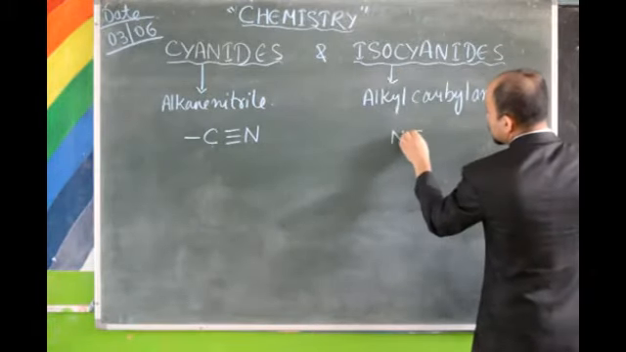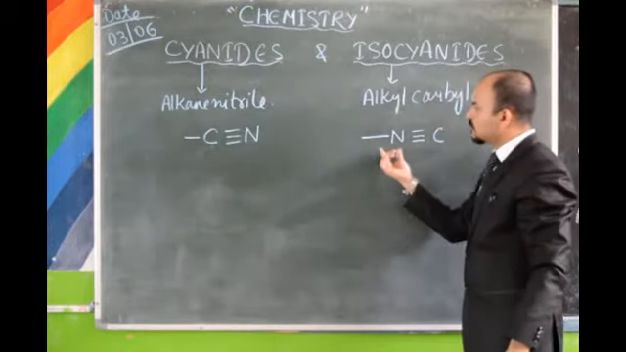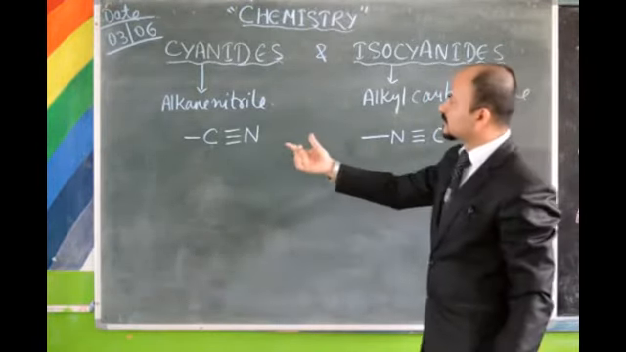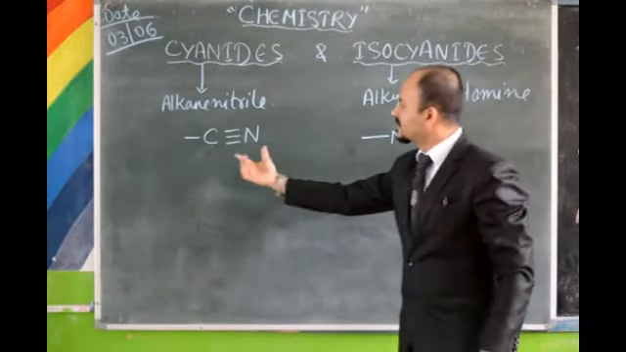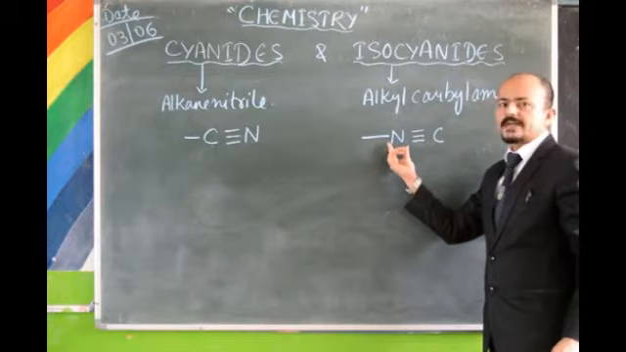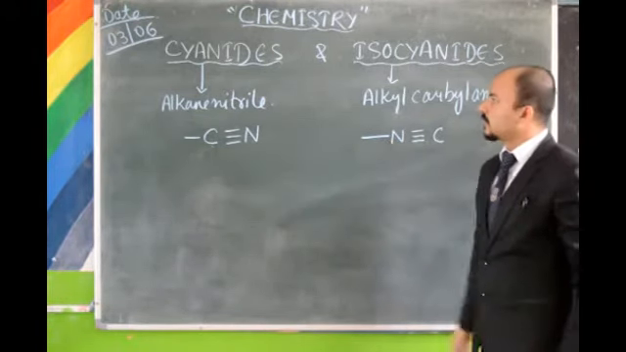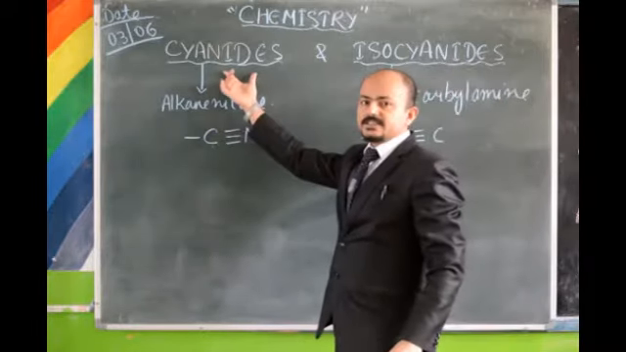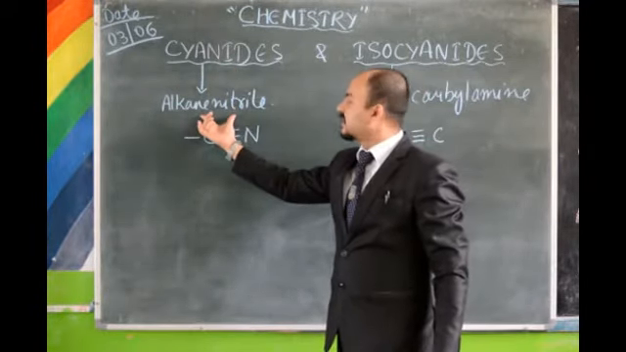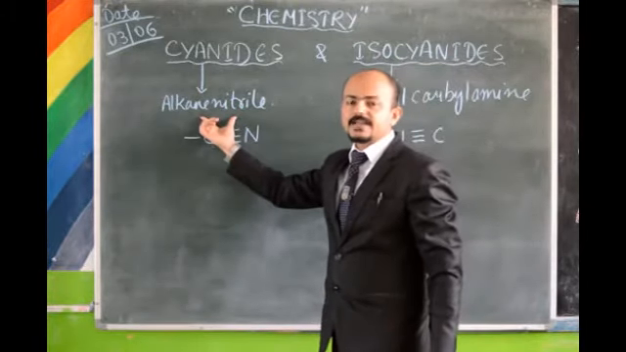But what you have to remember here is that the bonding is from the nitrogen atom to any alkyl group or any aryl group. So this is the difference between cyanides, where it is C triple bond N, and isocyanides, where the bonding is from the nitrogen atom to any carbon-containing chain. Now, according to IUPAC, these cyanides are named as alkane nitrile. According to IUPAC, these compounds are named as what?